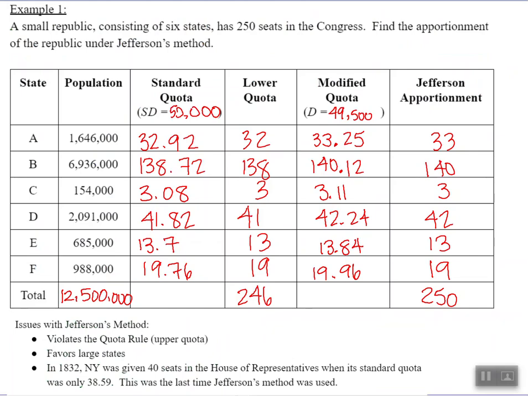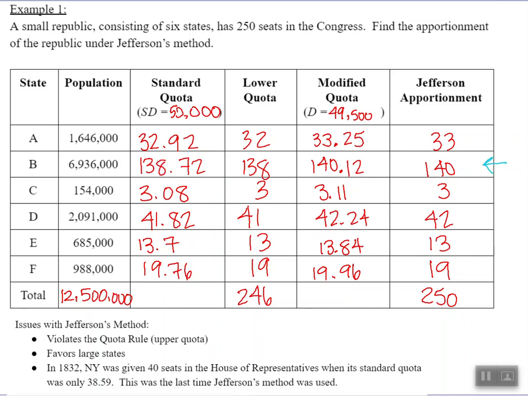Now, a couple of issues with the Jefferson method. First of all, it violates the quota rule. If you look here, state B ends up with an apportionment that is larger than its upper quota. So if we go back to the beginning, the lower quota is 138, the upper quota would be 139. The quota rule that we talked about in the last video says that each state should either get their upper or lower quota. State B got more than their upper quota.